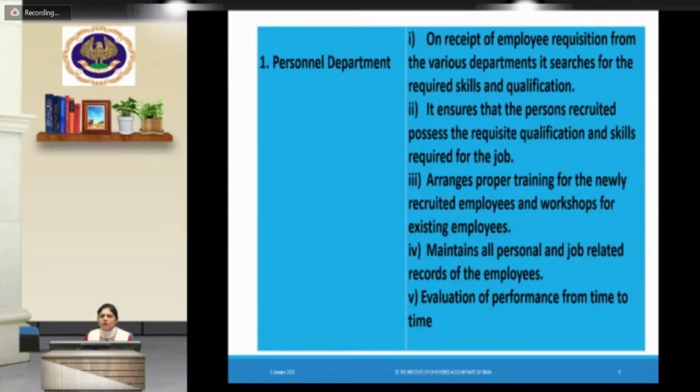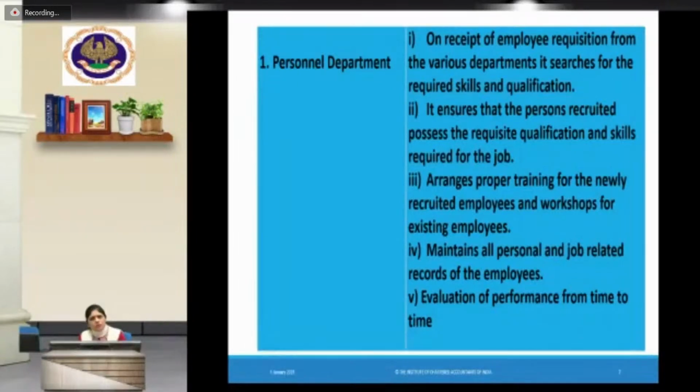So the personnel department, on receipt of employee requisitions from various departments, searches for the required skills and qualifications. Whenever the organization requires an employee, the department sends a requisition to the personnel department, saying we want this employee for this particular job. Requisition means request. So whenever we have to hire a person for a particular job, first of all, the HR department will see what skills and qualifications are required for the job we are looking for a person for, right?